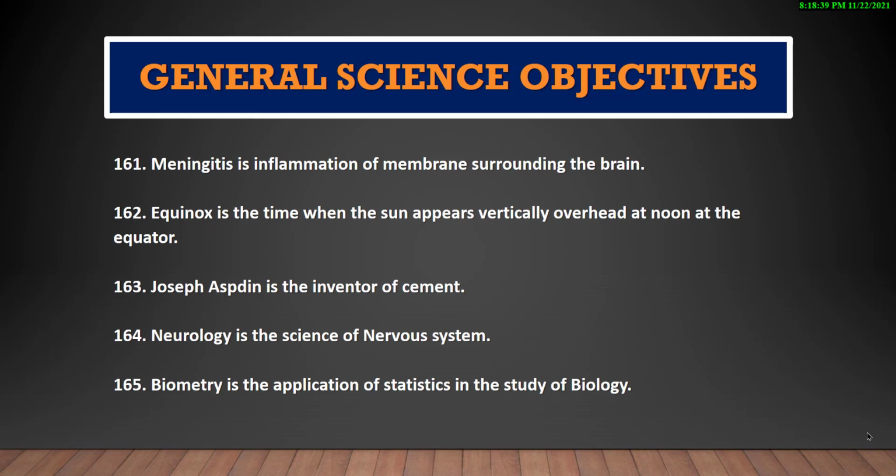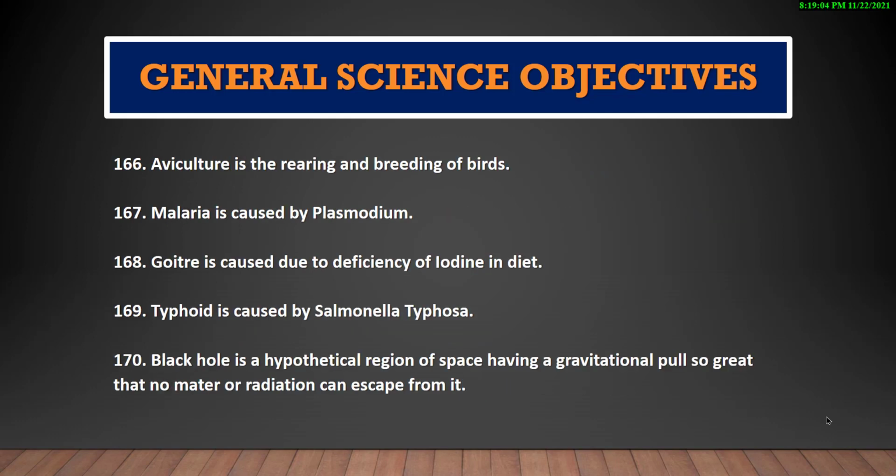Equinox is the time when the sun appears vertically overhead at noon at the equator. Joseph Aspdin is the inventor of cement. Neurology is the science of the nervous system. Biometry is the application of statistics in the study of biology. Aviculture is the rearing and breeding of birds.